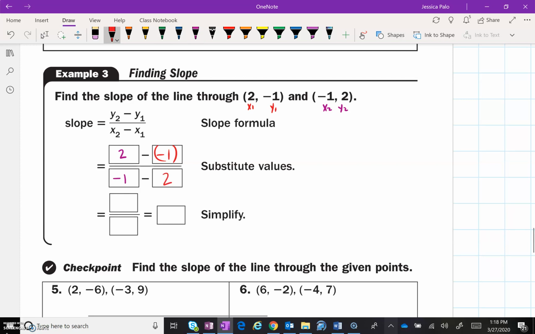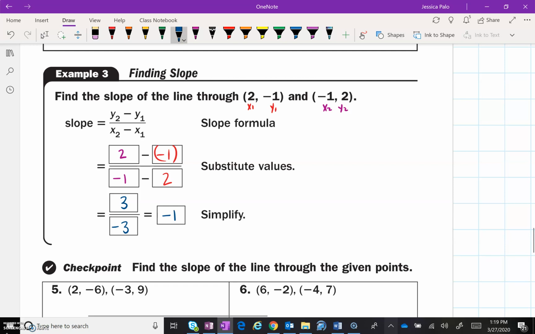Now we are going to simplify. What is 2 minus negative 1? Well, that is the same as 2 plus 1, which is 3. And negative 1 minus 2 is negative 3. So our final answer is negative 1. Our slope of these 2 points is negative 1.